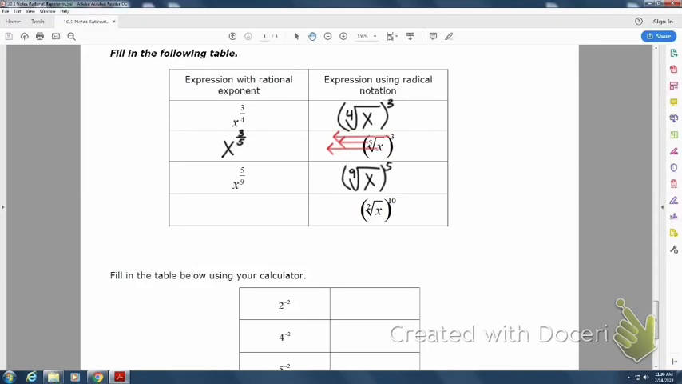Alright, Trevor, what would this be in rational form? To the power of? 2. Oh, you're saying what's on top? Yeah. Oh. 10 over 10. Okay. That could just as easily be written as x over 5, or x to the 5th power. Okay.